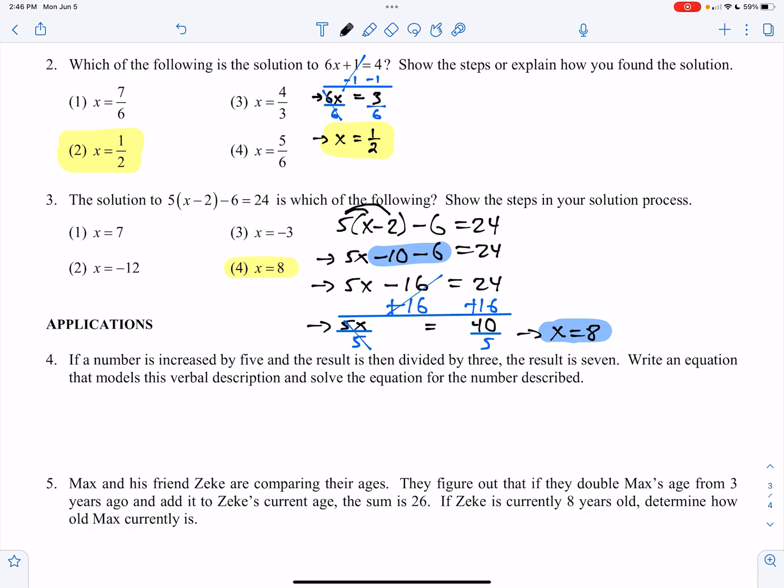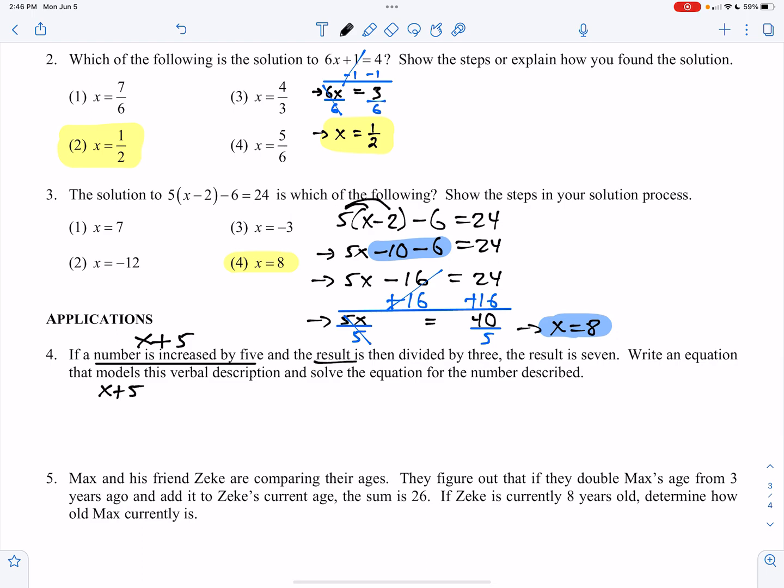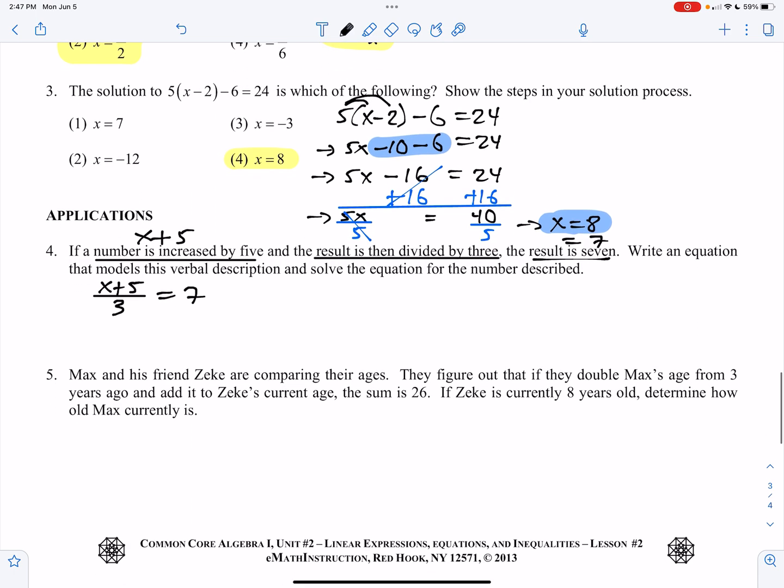Number 4, if a number is increased by 5, so x plus 5, got that so far. And the result is then divided by 3. So we're going to take that and divide it by 3. And that result is 7, equals 7. That's not so bad. We'll go ahead and solve this one in a minute. Let's go down to number 5 and come up with the equation for that one.